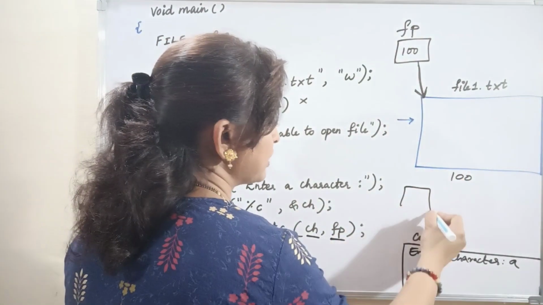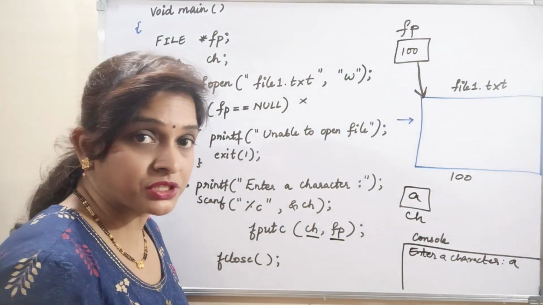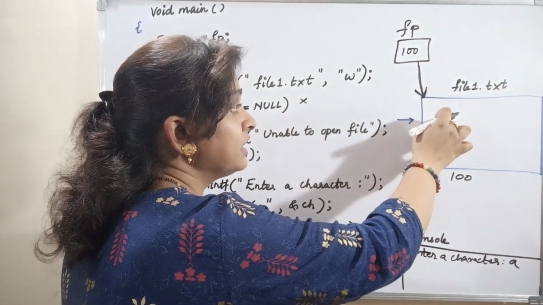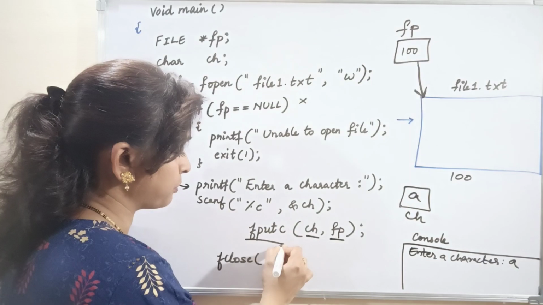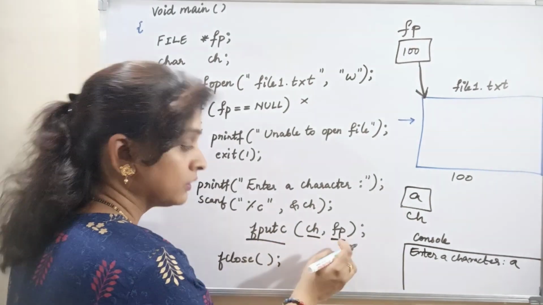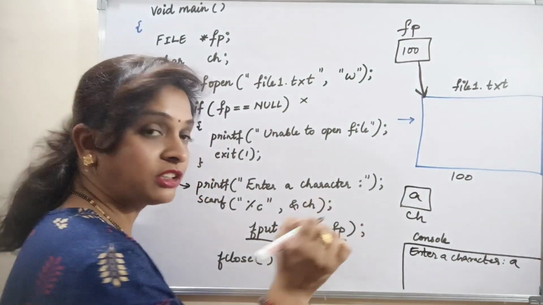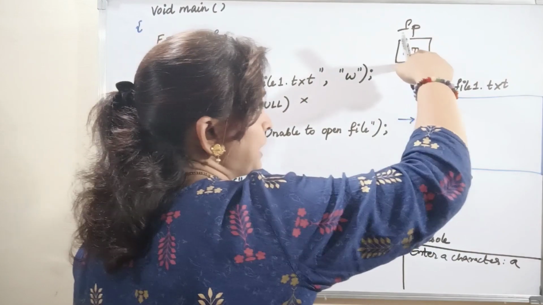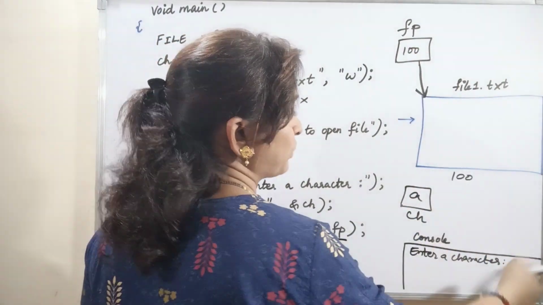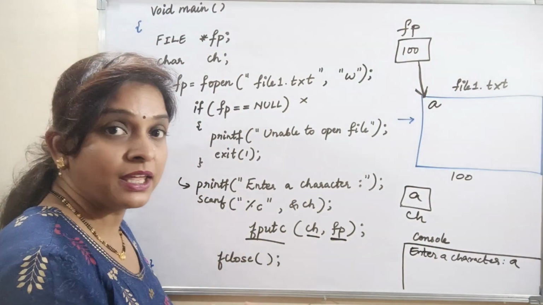Inside the ch, I got the value a, that is what the user inputs. So that character will be written into the file through fputc. Put the character to the file pointed to by this file pointer fp. So fp is a file pointer pointing to this file, and to this file, I need to write this character a. This is how I put the character.